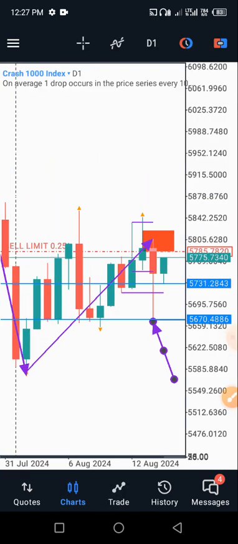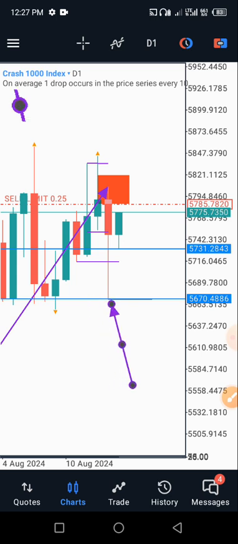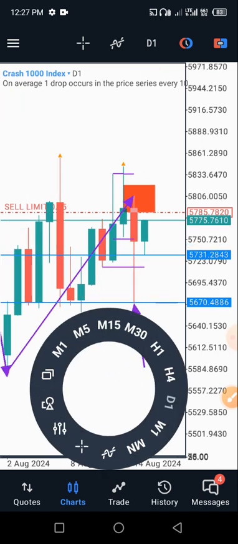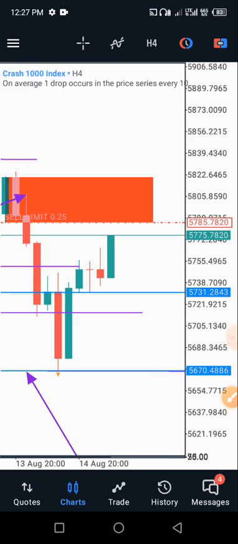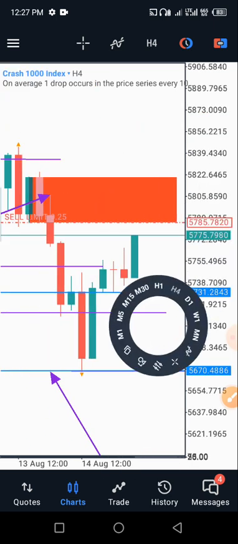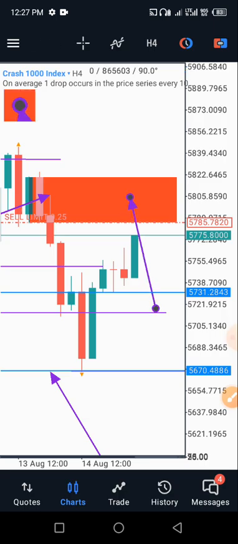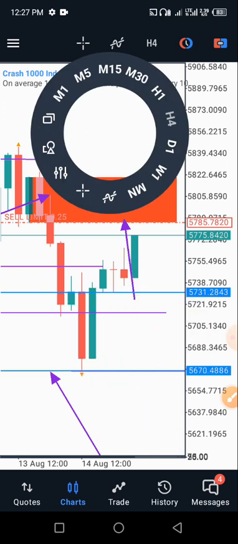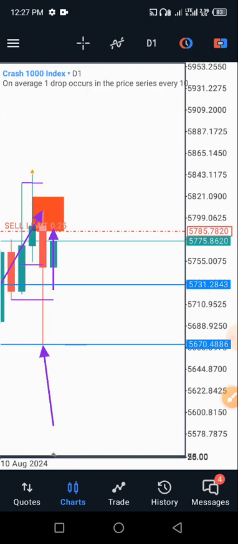Okay, now that we've been able to mark up our chart, what we want to do is to know what to look at exactly when price gets inside of this order block here. When price gets inside of this order block, what are we to look out for? There are basically two things we can look out for. The first thing is our chart pattern.